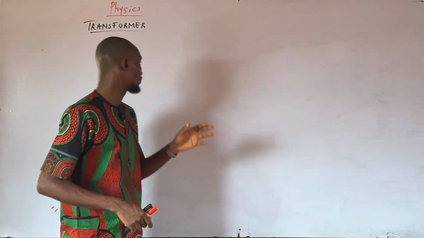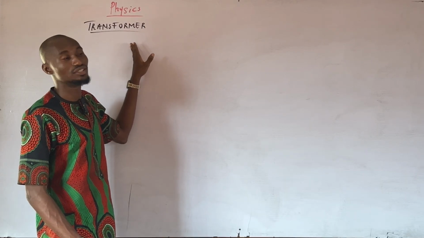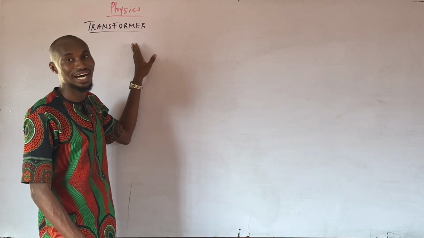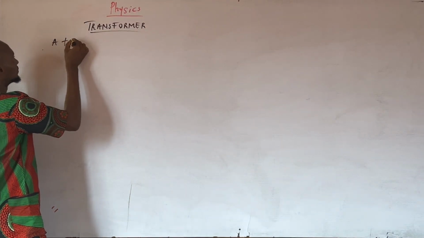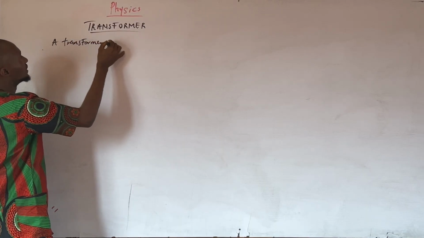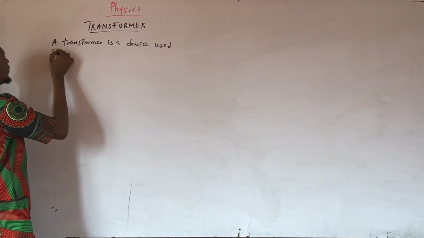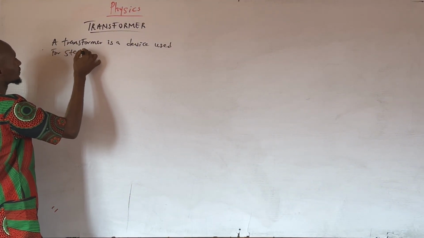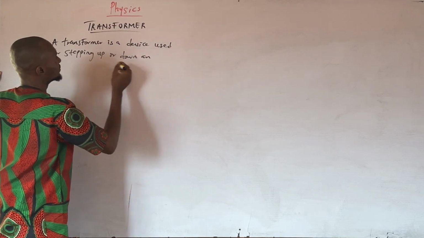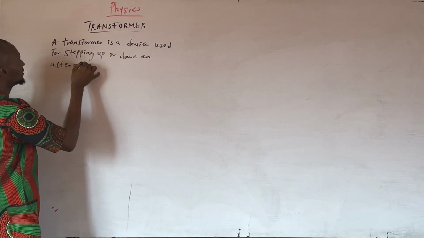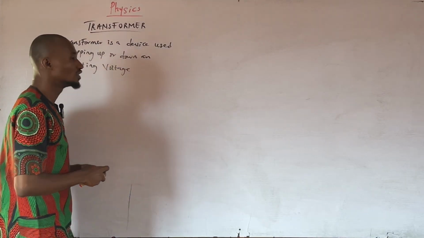Okay, our today's topic is transformer. This is physics. Now, what is a transformer? A transformer is a device used for stepping up or down an alternating voltage. I will write it: a transformer is a device used for stepping up or down alternating voltage. Are you there? Good.